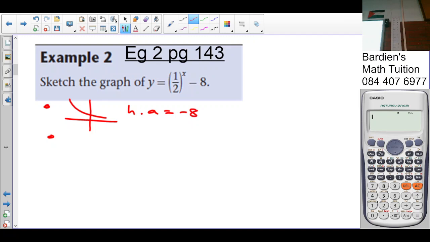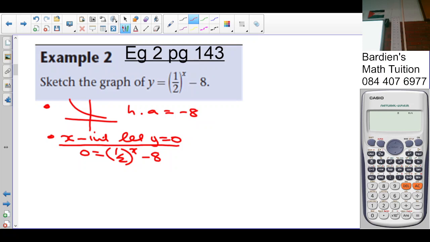Okay? Then our x-intercept, what do you do for x-intercept? Let y equal to 0. So 0 is equal to a half raised to x, minus 8. So it becomes an exponential equation. I take it over. It becomes 2 to the minus x is equal to 8, which is 2 cubed. Divide both sides by negative. So x is then equal to negative 3. You all agree with that?